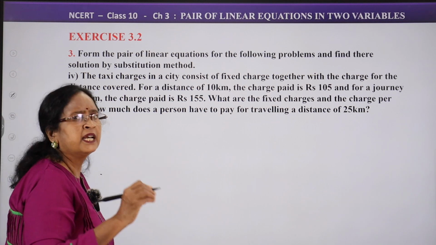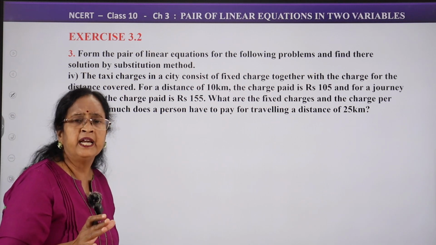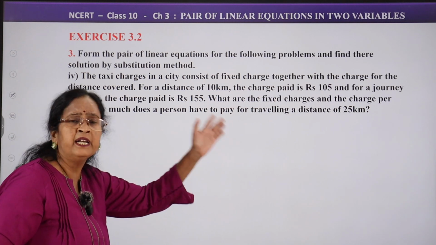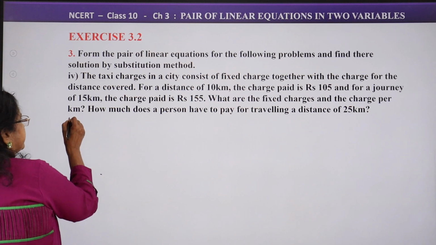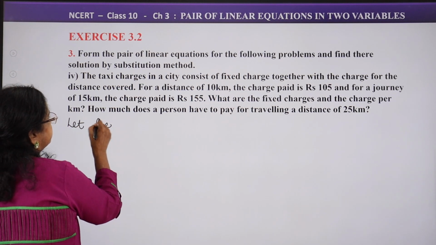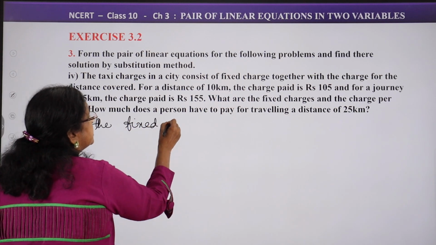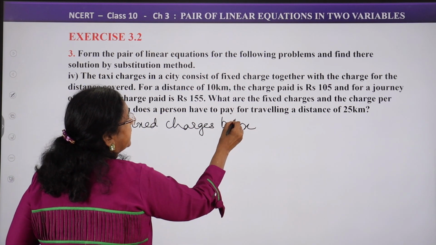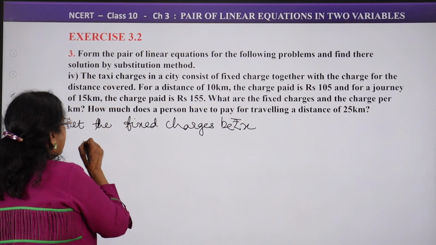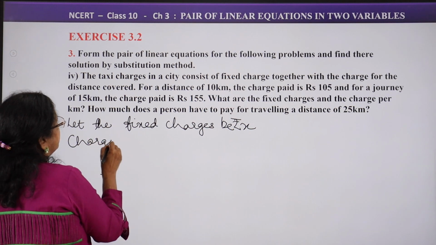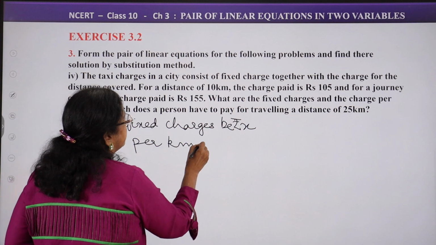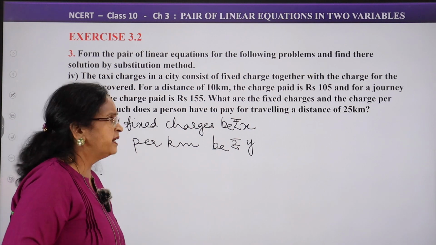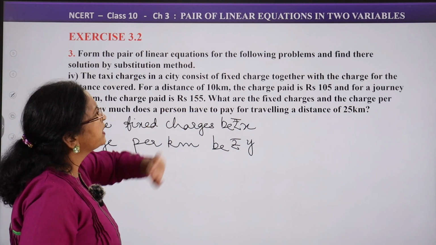The first thing we do is substituting or representing the values of x and y, the variables, what they stand for the particular statement. For this statement, I will take let the fixed charges be rupees x, and charge per kilometer be rupees y. Alright, it is y. So, now for a distance, now what is the total charge?